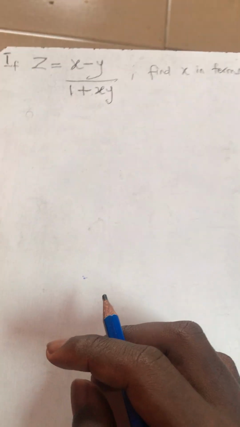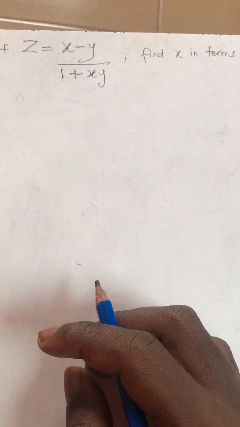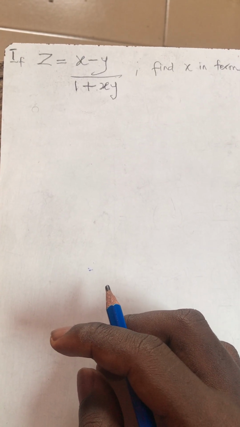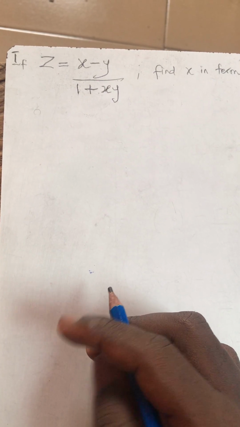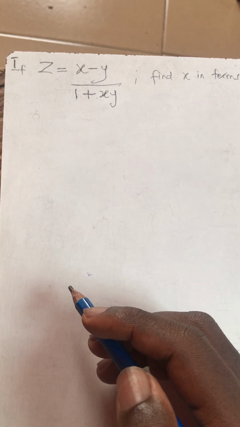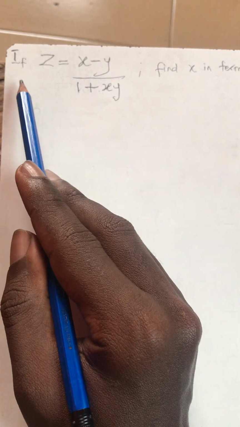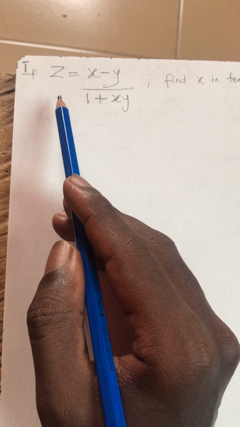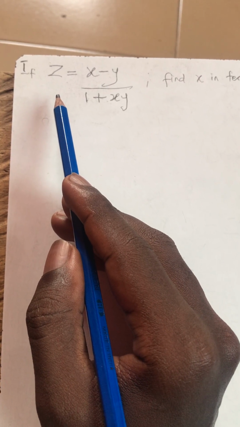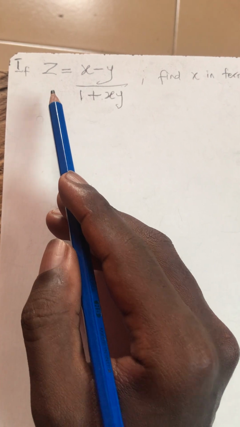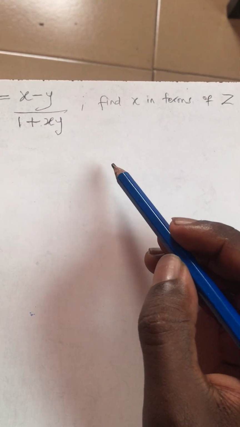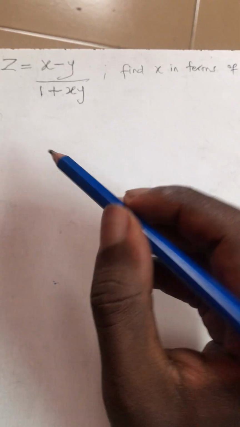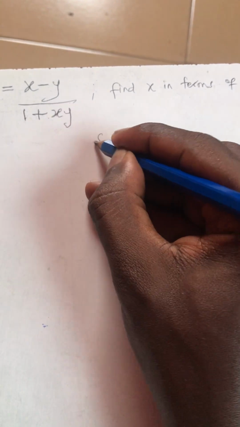In today's series, we will be solving a practical change of subject question in mathematics. So let's quickly delve into our question for the day: if z equals the fraction x minus y over 1 plus x multiplying y, find x in terms of z and y. So let's quickly solve it. Solution.